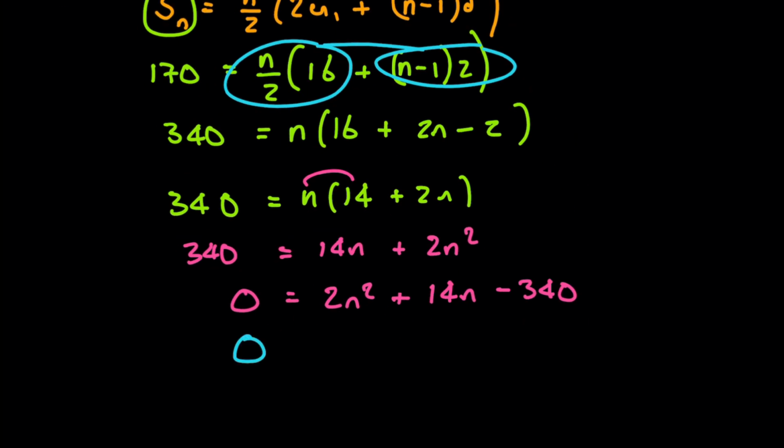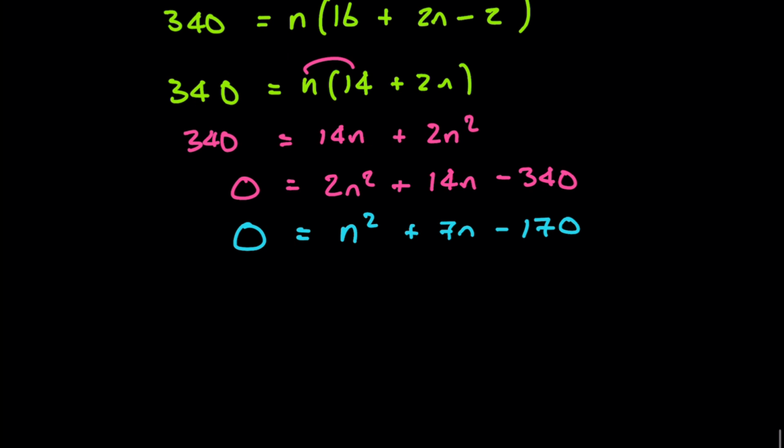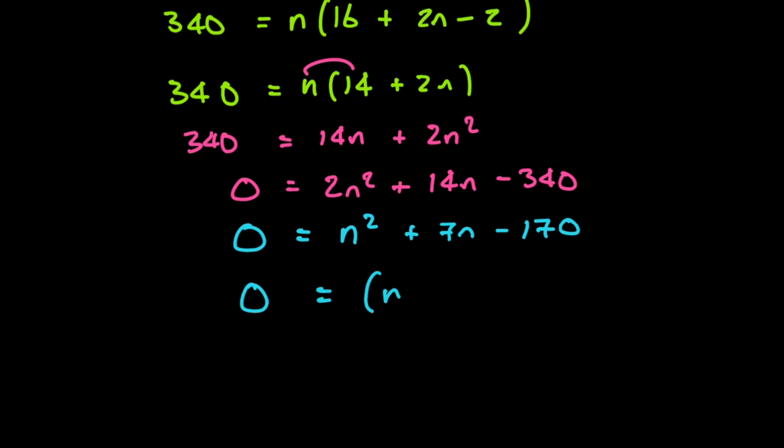Either way, I'm going to get 0 is equal to, now I'm dividing by 2, so it'd be n squared plus 7n minus 170. So this is a quadratic that I'll need to factorize. So let's go ahead and do that now. So we're going to get n. We've got two numbers that multiply together to make -170, and that was going to be plus 17 and minus 10. Yeah, okay, there we go.